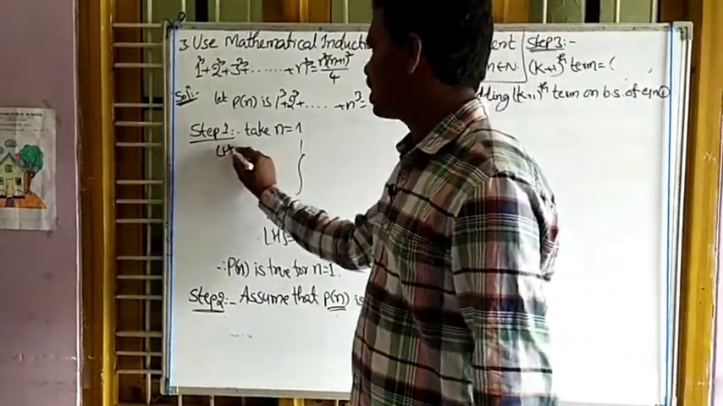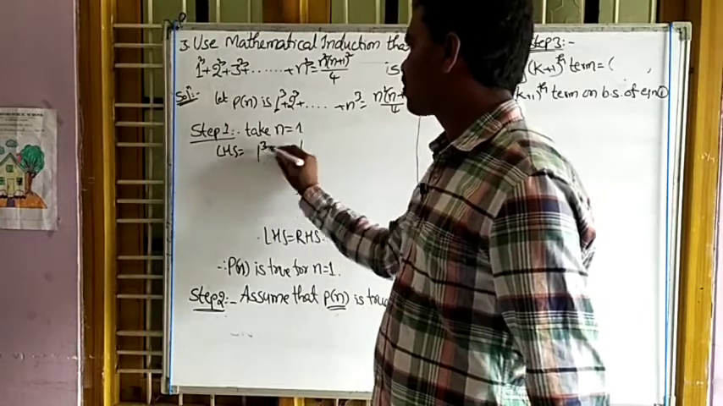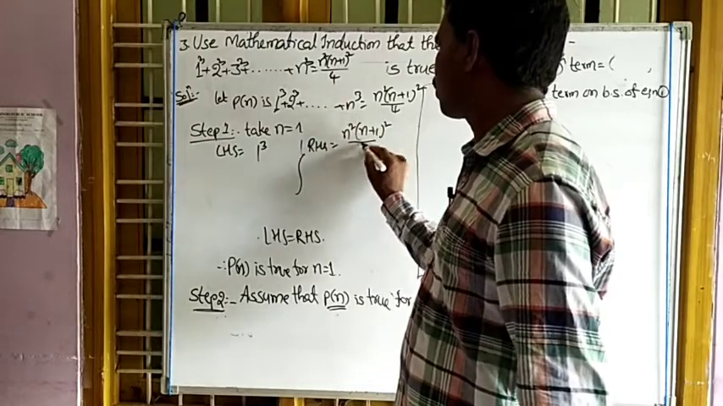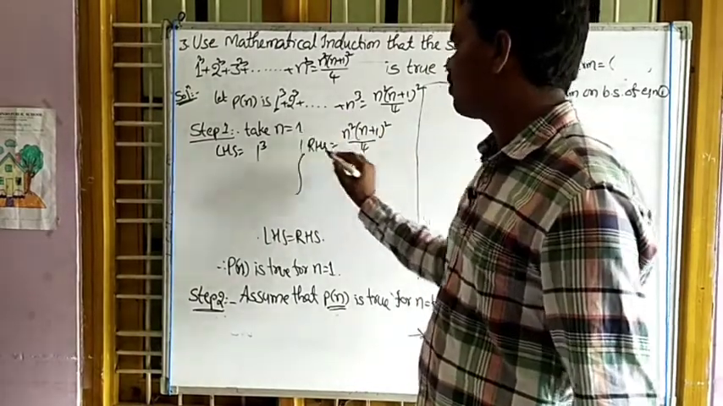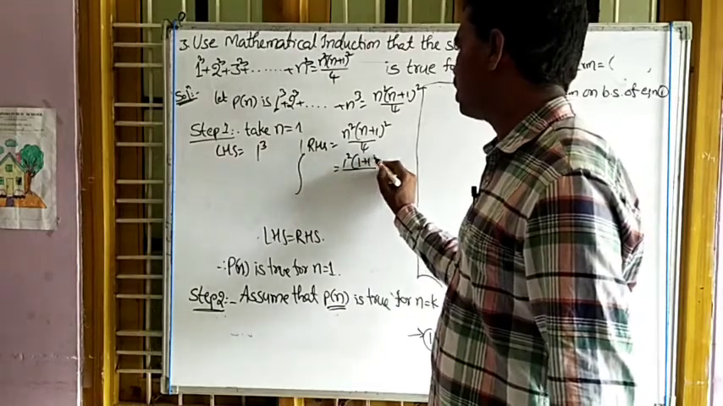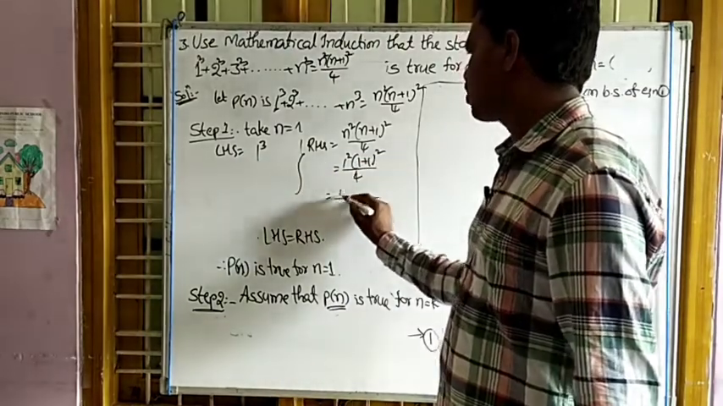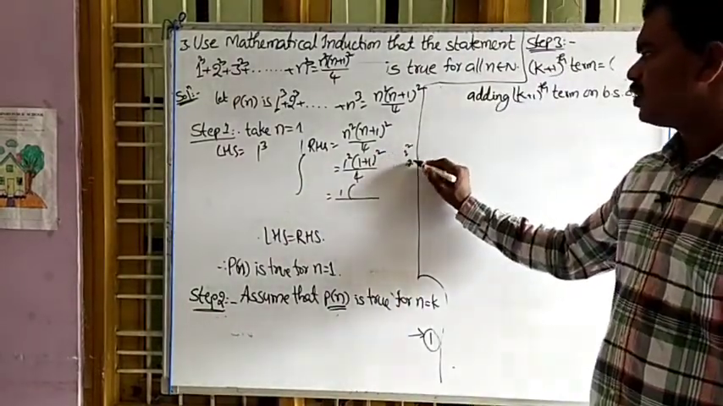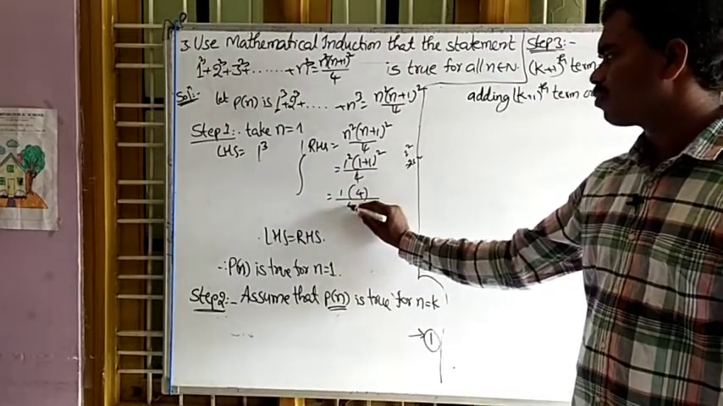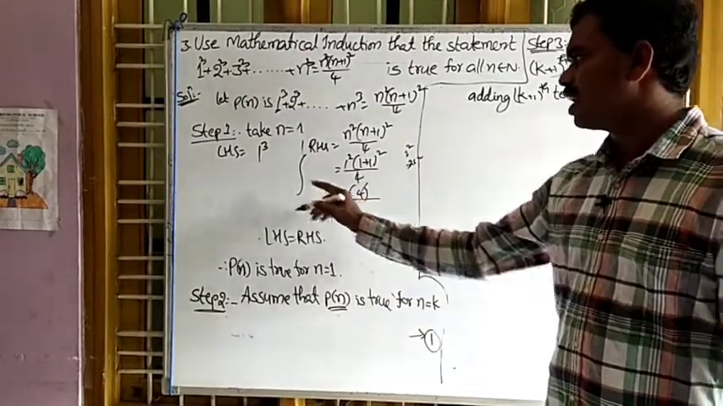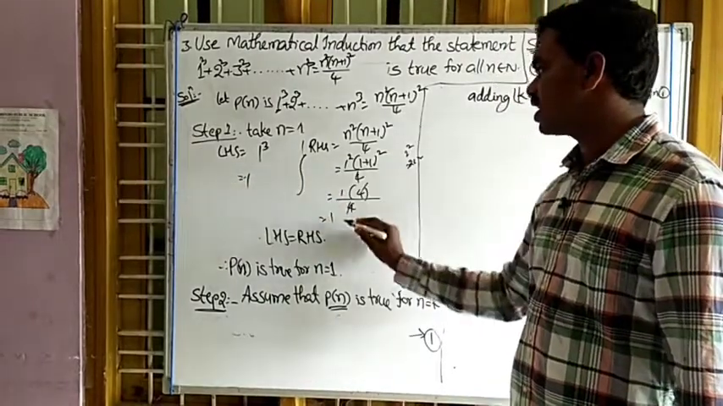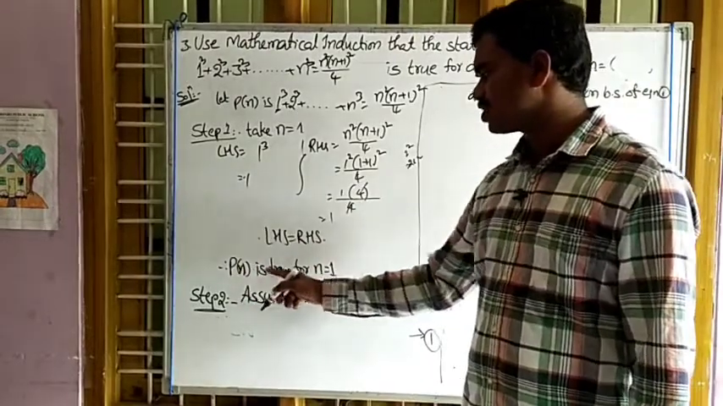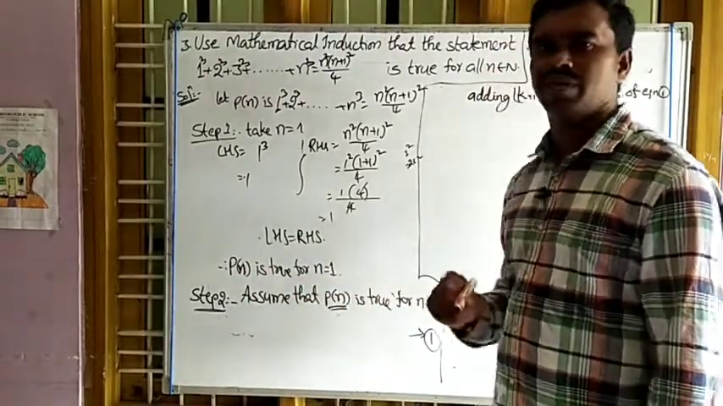Next, in step 1, take n equal to 1. What is the left hand side? First term, 1 cube. What is the right hand side? Right hand side is n square into n plus 1 whole square by 4, with n value 1. So 1 square into 1 plus 1 whole square by 4. 1 square means 1 only. 1 plus 1 is 2, 2 square means 2 into 2, which is 4. By 4, 4 cancel. We are getting 1. Left hand side 1 cube means 1, right hand side 1. So same we are getting. Therefore LHS is equal to RHS, so P of n is true for n equal to 1.